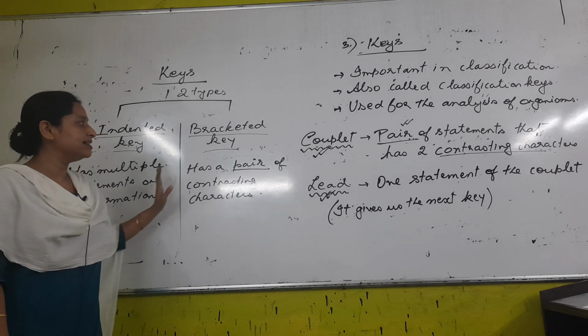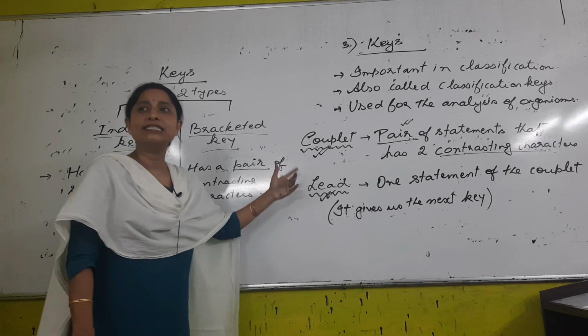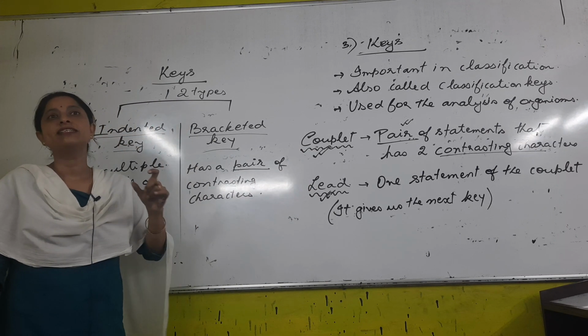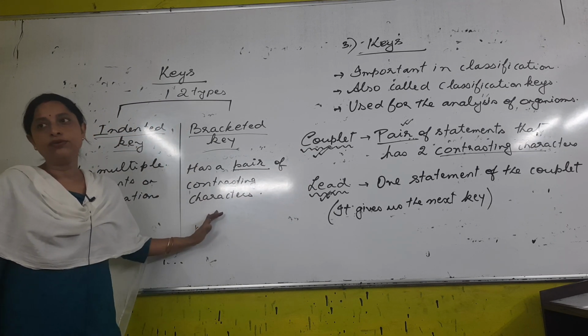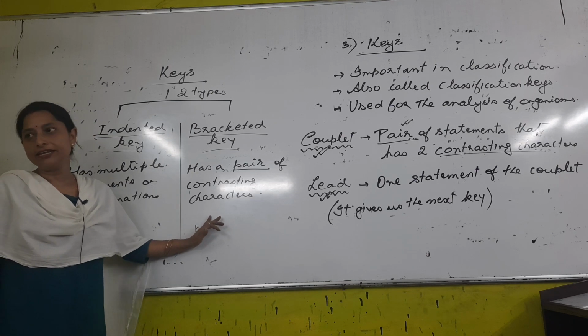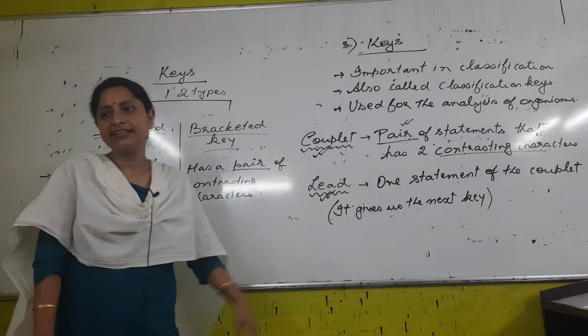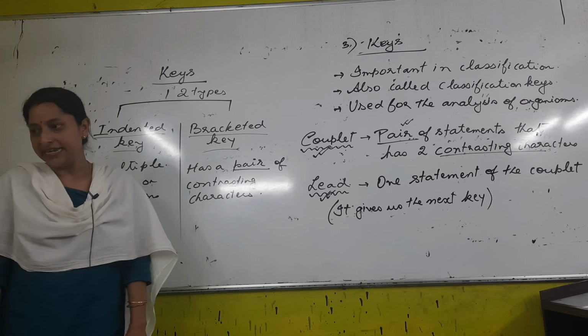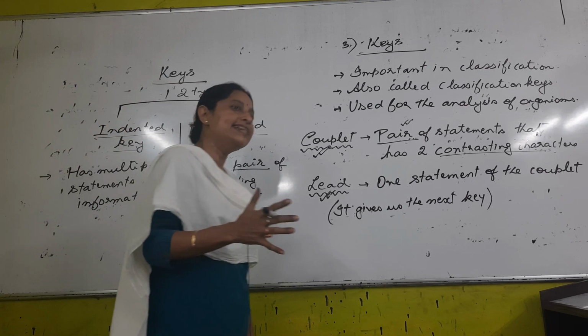So the question that will mostly come is which key makes taxonomic studies easier. A bracketed key always makes the study easier. That is the point here. So you can just write down that line, right? Bracketed key makes taxonomic studies easier.